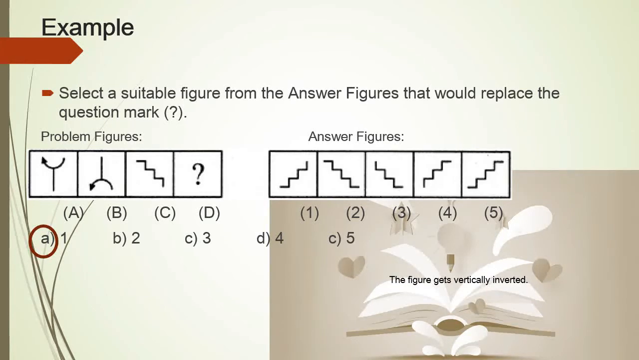So the answer for this is option A. From the problem figures, in the first two pairs, the second figure is derived by putting the first figure upside down. So likewise, the fourth figure would be derived by putting the third figure upside down.